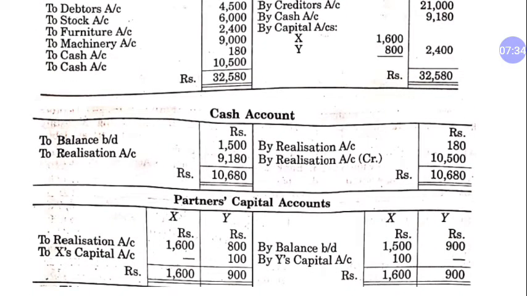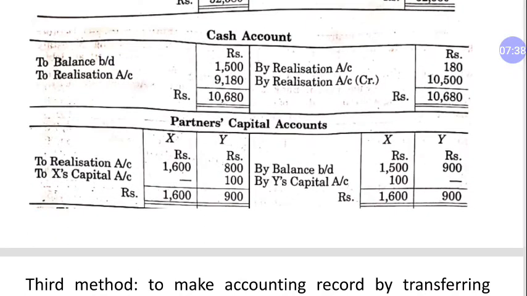And then we have to make the cash account, which is already discussed. And now you have to make the partners' capital account. First of all, transfer their capitals and realization loss into their accounts on the debit side, and after that, as you can see, again we have the same balance, 100 rupees: Y's capital account debit to X's capital account. Okay, so this is the method of solution without preparing the creditor account and the profit and loss realization account.